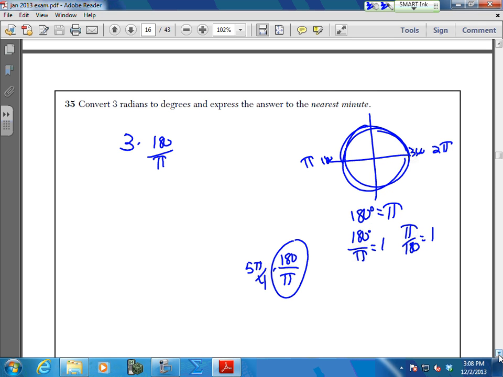And they want this to the nearest minute. So you're going to multiply this out. Multiply 3 times 180 divided by pi. You get approximately this. Then go degrees, minutes, and seconds. And round it to your nearest degree. Make sure you show work, because without showing the work, you're not going to get any credit.